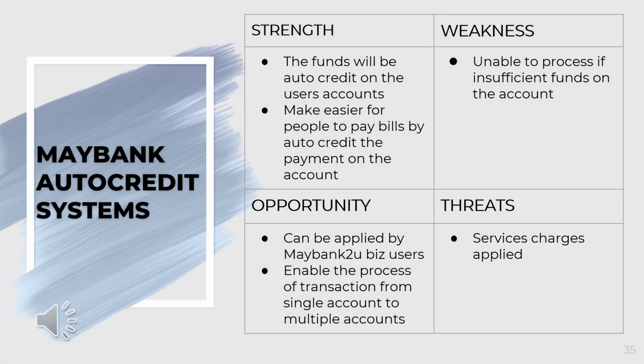Okay, we're now moving on to the SWOT analysis for Maybank auto credit system. The strength is that the funds will be auto credited to the user's account, and it makes it easier for people to pay bills by auto crediting the payment to the account. The weakness is that it is unable to process if there are insufficient funds in the account. As for the opportunity, it can be applied by Maybank to busy users, and it enables the processing of transactions from a single account to multiple accounts. The only threat that Maybank auto credit system has is service charges applied.